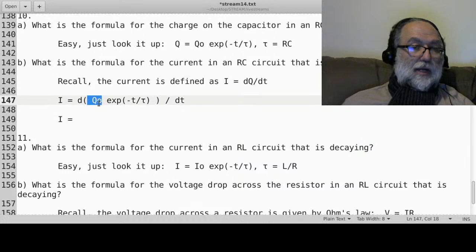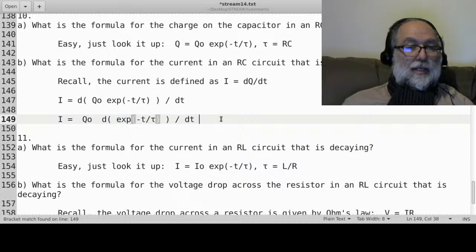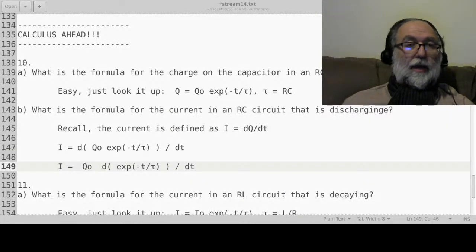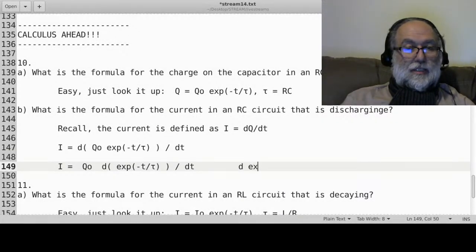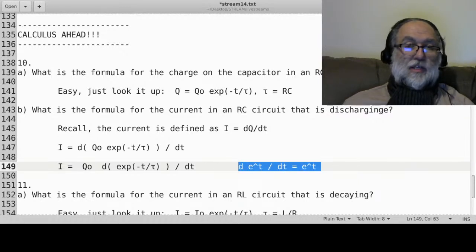So the first thing is that Q naught is a constant, so it just comes out front, and then you get this piece in here. And what's this? This is the derivative of an exponential. And you should know this. Let me just do it off to the side here. See if you can see it. d e to the x divided by dx, or we could do t. It doesn't really matter what the variable is here. When you differentiate an exponential with respect to t, it's just the exponential again, which is one of the major properties of exponentials.